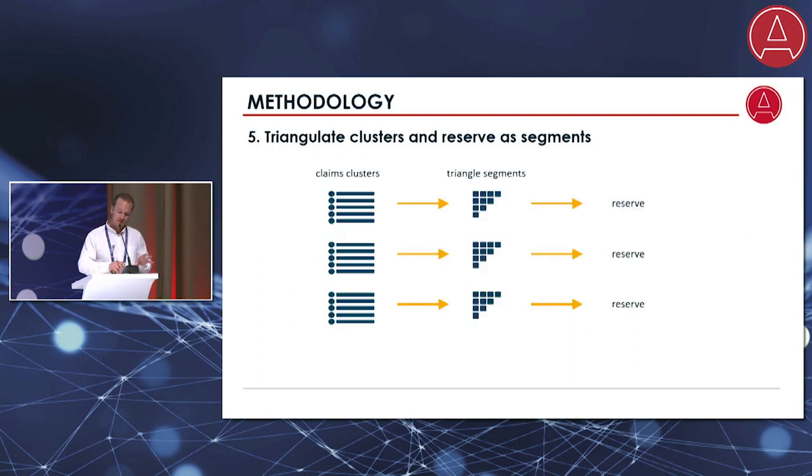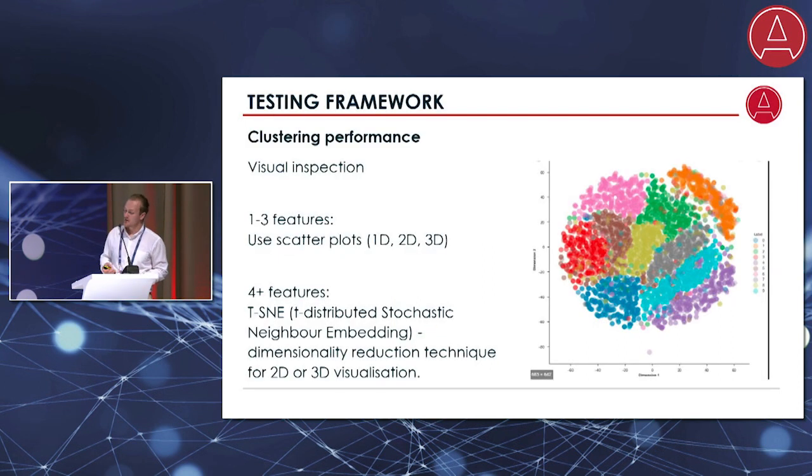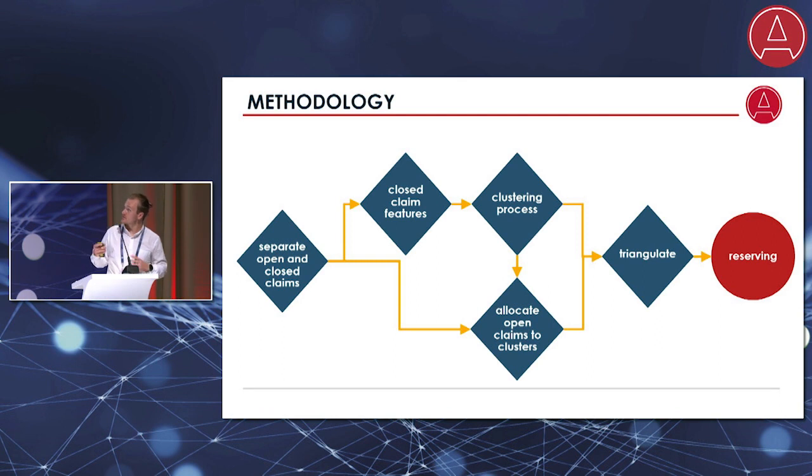Last step. Now we've reallocated the open claims to the closed claims clusters. We've got the full claims segments, and we can just reserve as normal. Right, so we've gone through all these steps. We now need to validate whether this framework actually works.